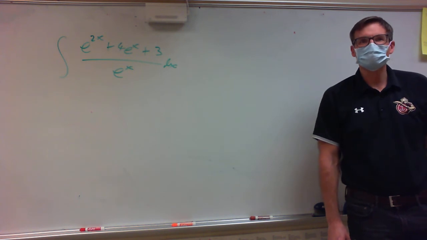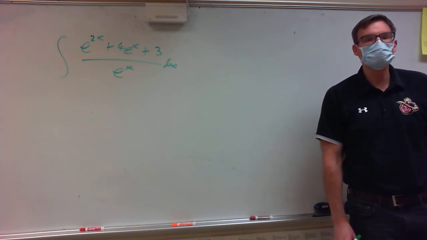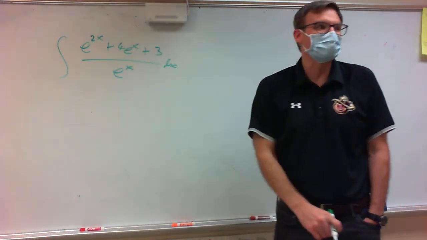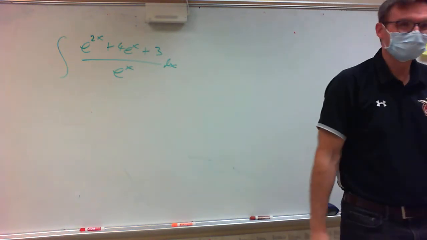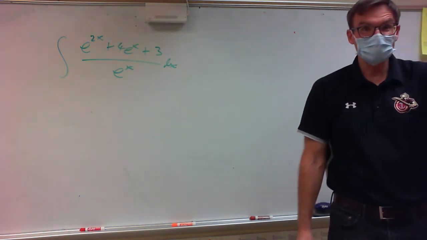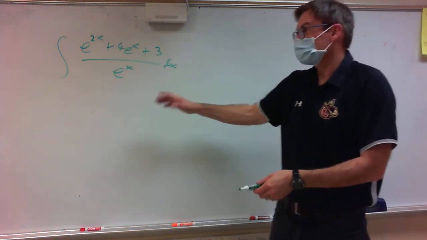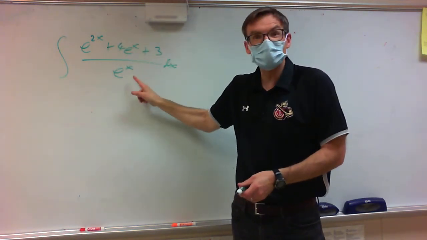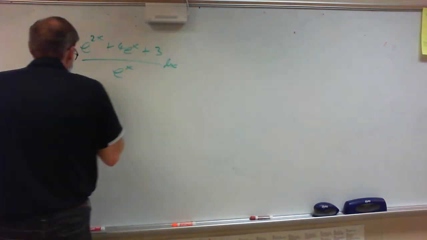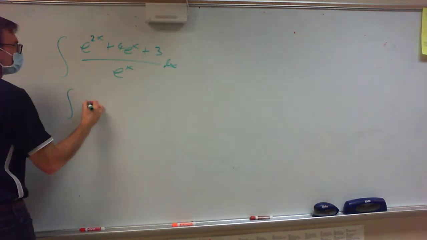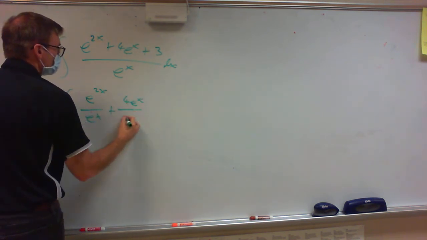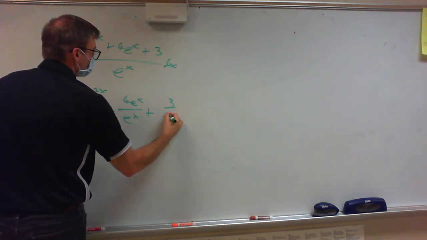So what do you do? Is this long division? Easier than that. What do you do every time you have multiple terms on top and a single term on the bottom? Split it up. Every time, it doesn't matter what it is, if you've got a bunch of stuff on top and a single term on the bottom, you break it up. And so when you break this up, you end up with the integral of e to the 2x over e to the x plus 4e to the x over e to the x plus 3 over e to the x.